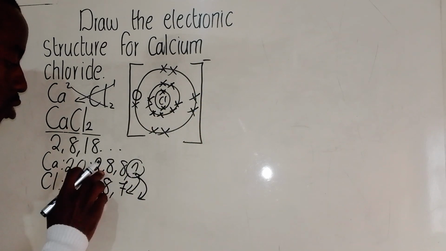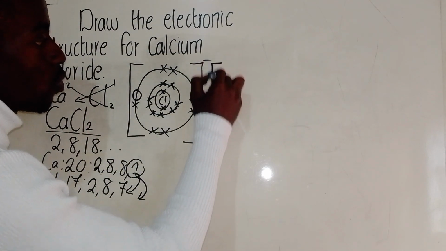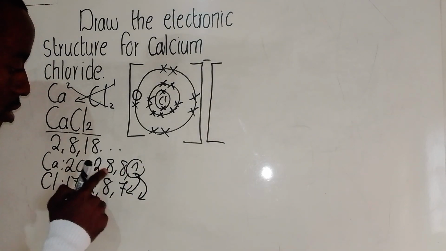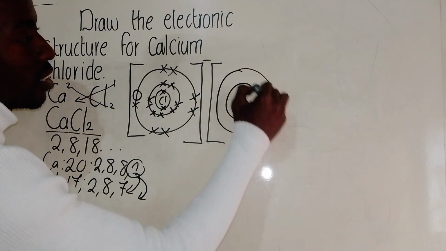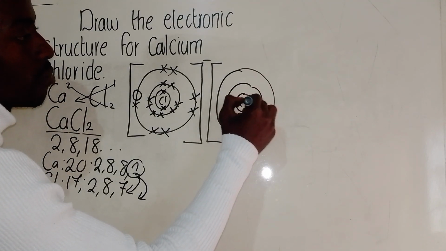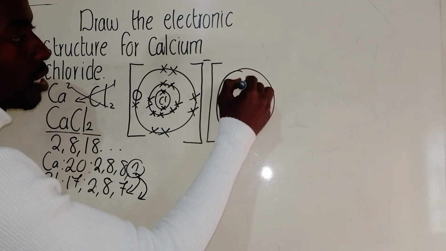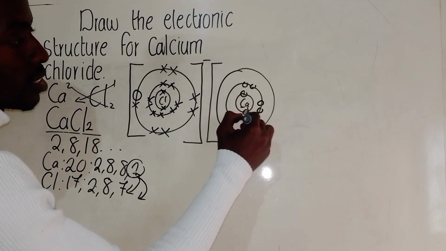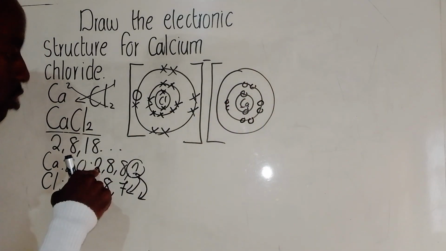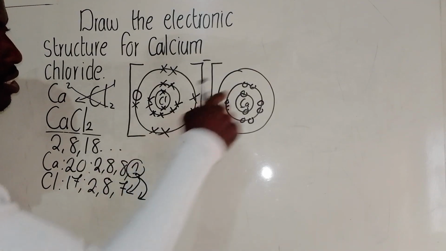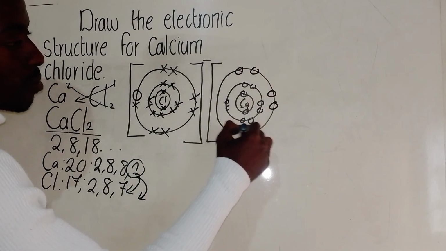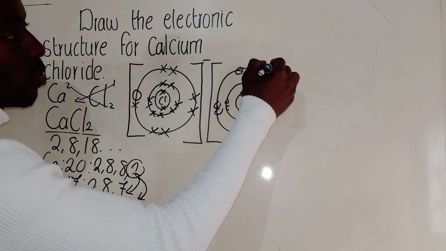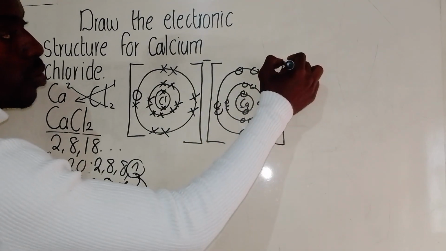Now the next step, you draw the one for calcium. For calcium, how many shells? 1, 2, 3. So it's supposed to be 3 like this. You put the dots like this. These two shells have 8, and here again another 8 there, like this. I hope you are following. So now here you put 2 plus.